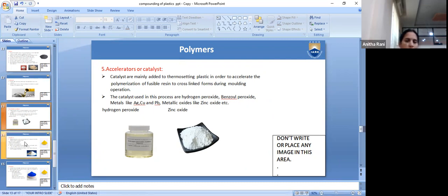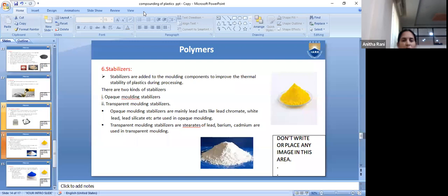Next, stabilizers. These stabilizers are added to the molding components to improve thermal stability. Already I told you why we use stabilizers: to improve the thermal stability of plastics during processing. It should be resistant to heat, no? During processing time it should be stable to the heat, so we add stabilizers.